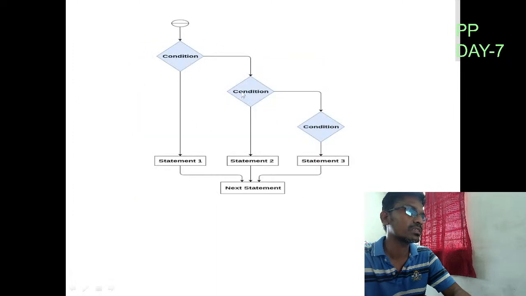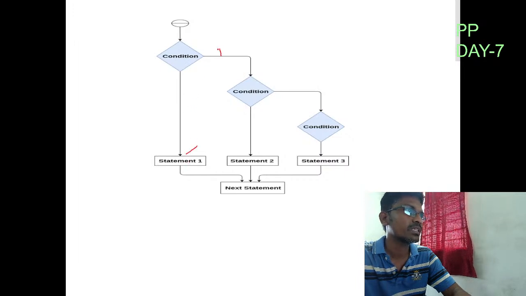So this is a flowchart diagram for the if else if statement in Python. So that is the first condition. If the first condition is true, then it will go and execute the statements.